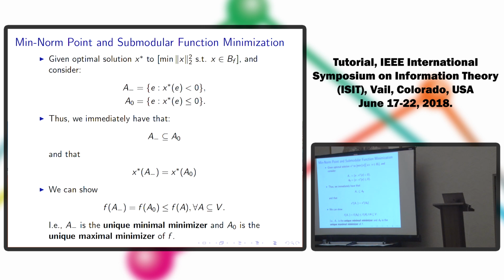Now, what we can show is that f of A minus, which is equal to f of A star, is less than or equal to f of A for any A in the ground set. Basically, A minus is the unique minimal minimizer, and A naught is the unique maximal minimizer of f. So we found a solution, and there are going to be a lot of solutions, right? Because, again, it's a non-smooth convex function, so there are going to be a lot of solutions in between. All of them are minimizers. Two of them are easy to find. So the problem is solved.